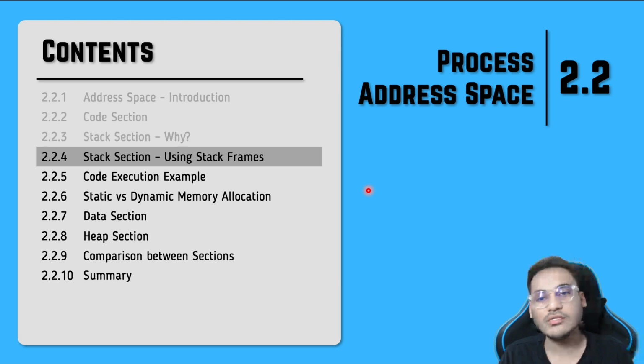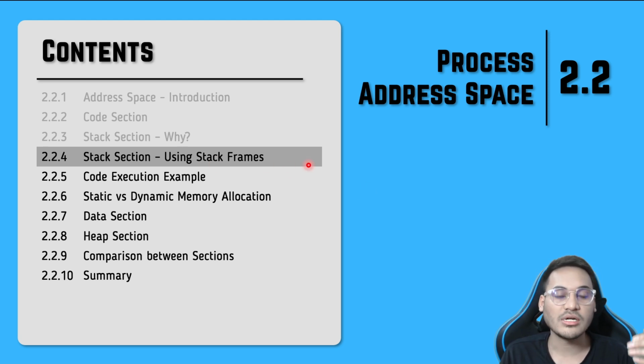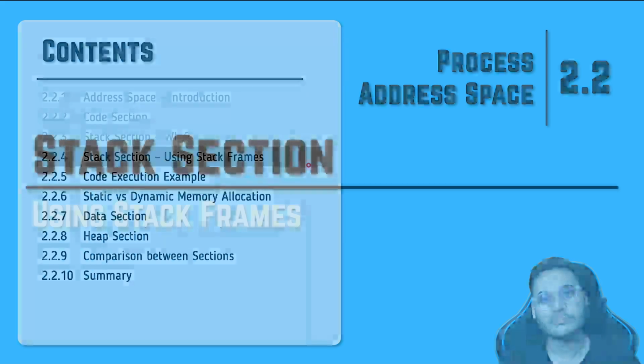Now in this video, I'm going to continue the discussion over the stack section and talk about how the stack section is actually implemented, how it is used during the execution of your program, and how the functions are represented in the stack section. This is done by something known as stack frames. So let us understand what stack frames are and how they are used during the execution of the functions. And without further ado, let's get started.